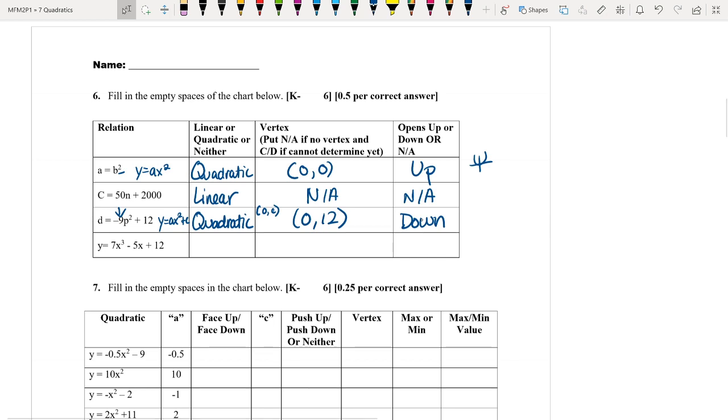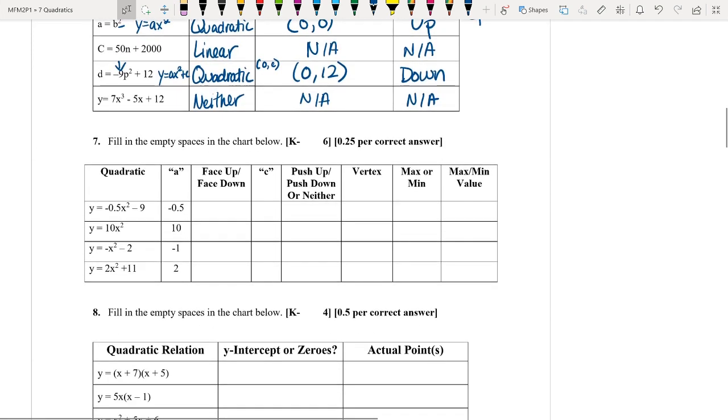How about y equals 7x to the power 3 minus 5x plus 12? Well, this is a third degree equation. The highest exponent is 3, and therefore it's neither linear nor quadratic. And there is no vertex. And we do not need to say if it opens up or down.